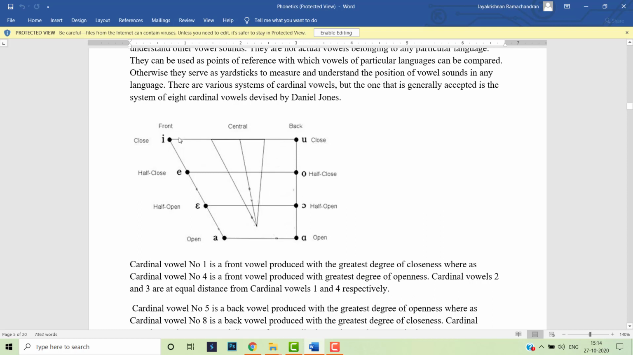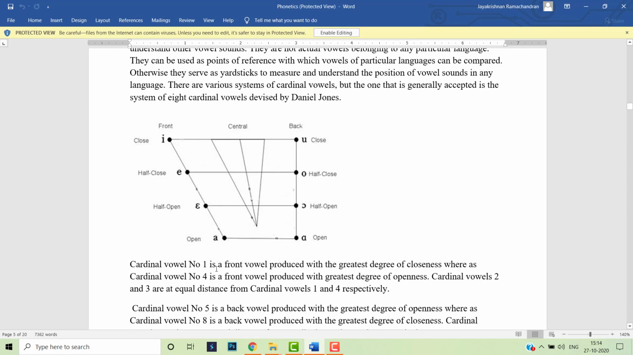Now look at cardinal vowel 1: it is a front vowel and it is a close vowel. Okay, so this has got the highest degree of closeness, otherwise this is at the maximum height possible, or this is at the vowel limit.